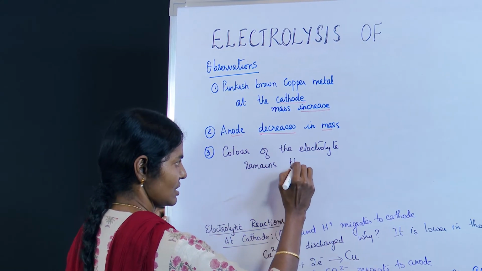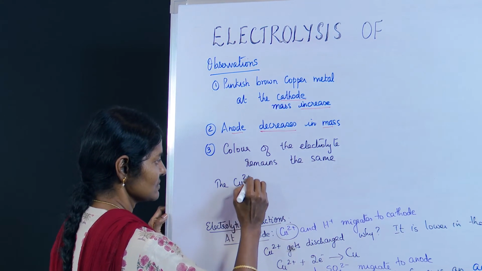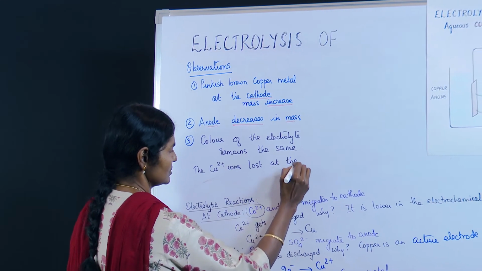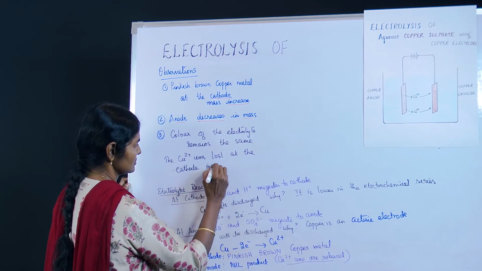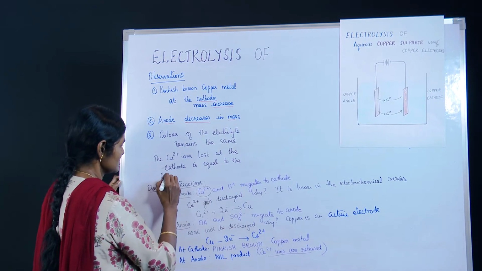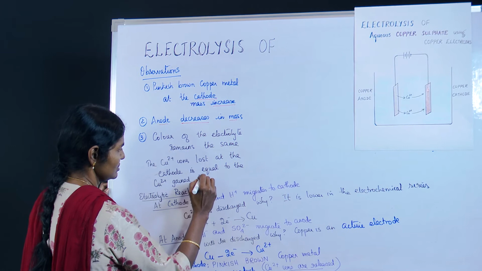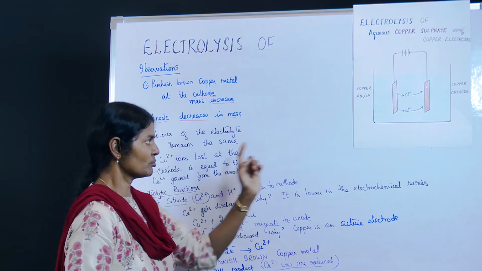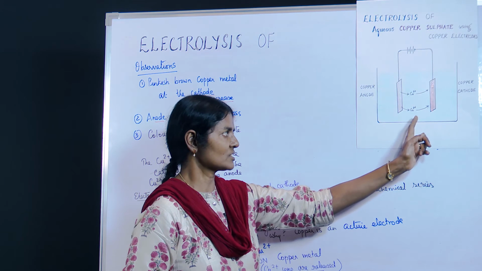Why does it remain the same? Because the copper ions lost at the cathode is equal to the copper ions gained from the anode. So, if one copper ion is lost, there is one copper ion that is introduced. So, the color remains the same.